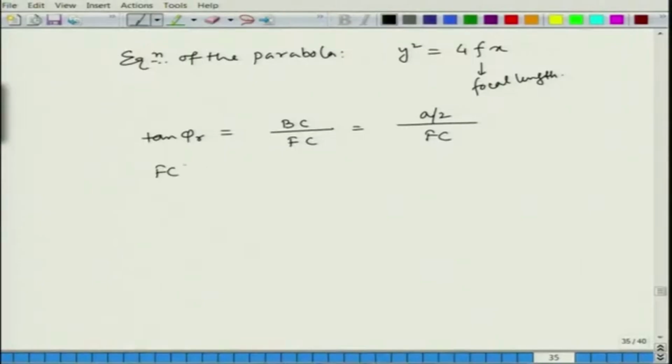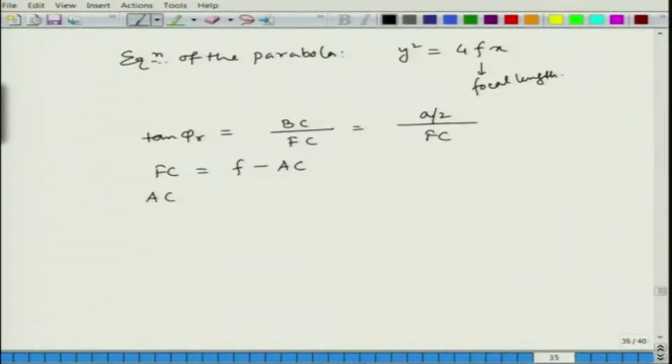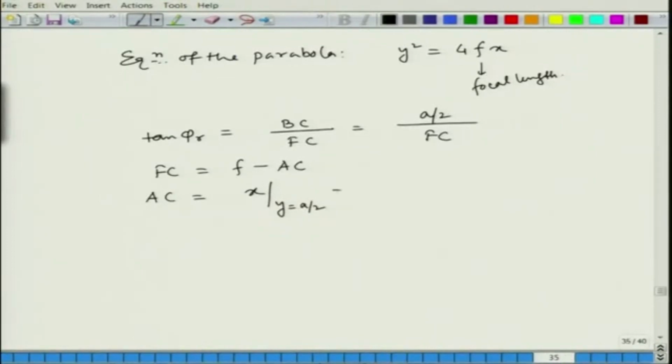So, now we need to find FC, which is nothing but f minus AC. You can see here AF is the small f, and FC is small f minus AC, and AC is what? It is x at y equal to A by 2. Let us see that. So, AC is nothing but x, which is in this direction, at y equal to A by 2, is it not?